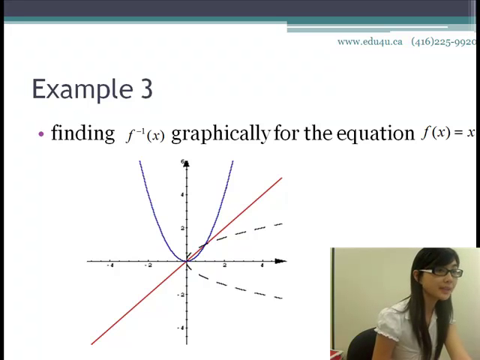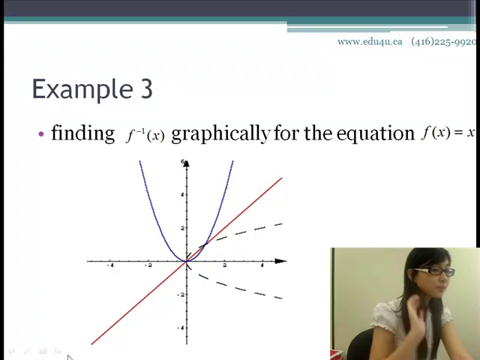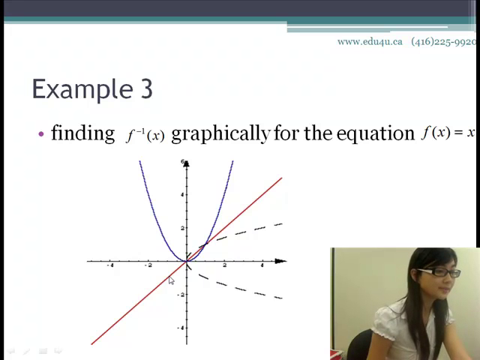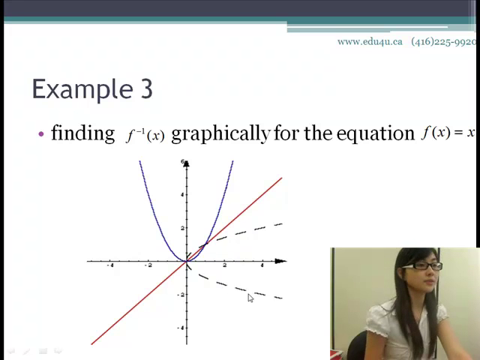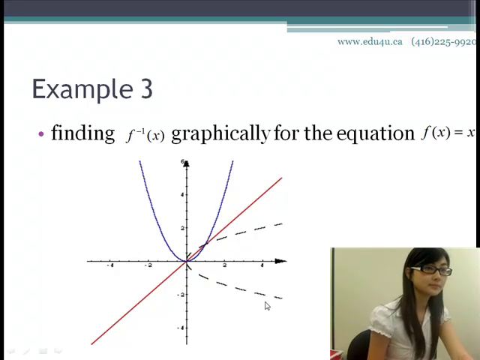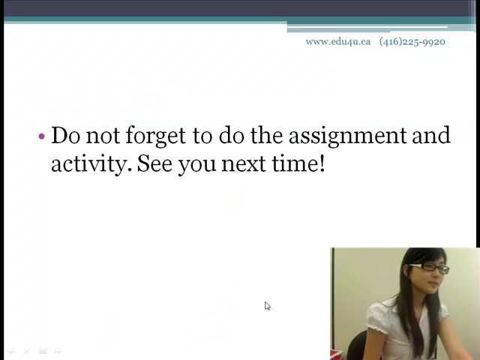Example 3. Finding the inverse function graphically for the equation f of x equals x squared. Before we do this question, we have to know what x squared looks like as a graph, and it's shown here in the color blue. What we have to know next is what the graph of y equals x looks like, and it's shown here in red. What we do next is very simple. We think of this y equals x line as a mirror in which we reflect whatever is on one side to the other side. So the dotted line here will be our final answer for the graph of the inverse function.